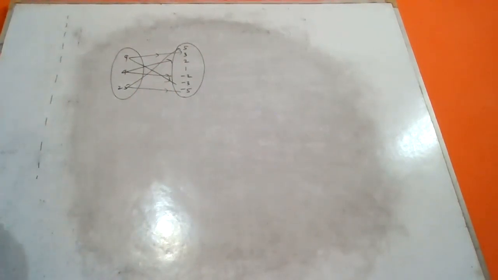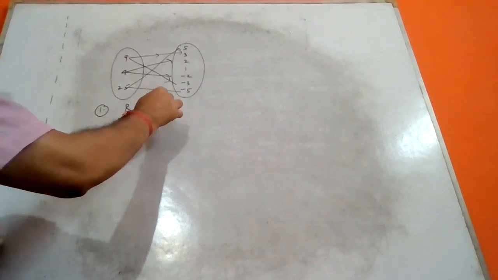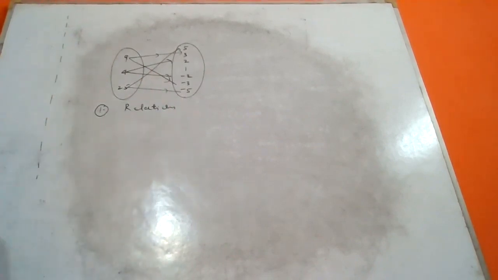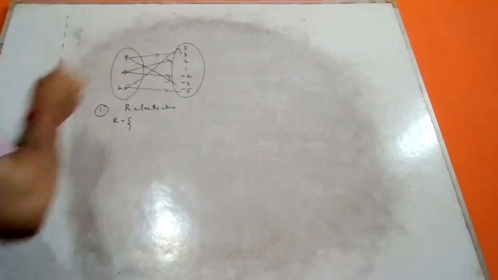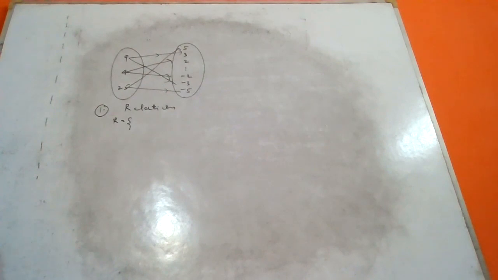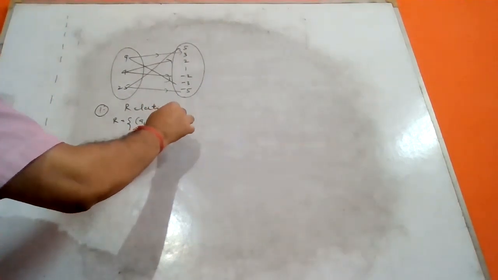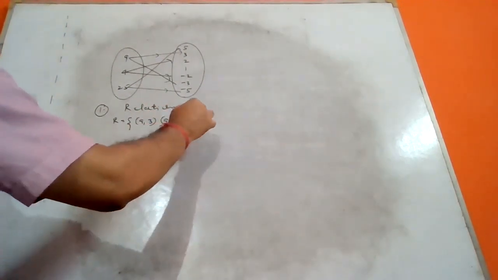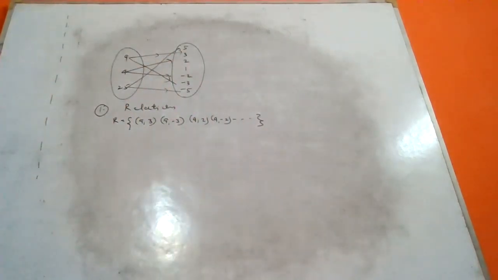The diagram is given, right? And they ask: write the relation in both ways, that is, set builder form as well as roster form. The roster form we can write very easily: 9 to 3 and 9 to -3, and 4 to 2 and 4 to -2, and so on. This is one method to write the relation, no issue, right?